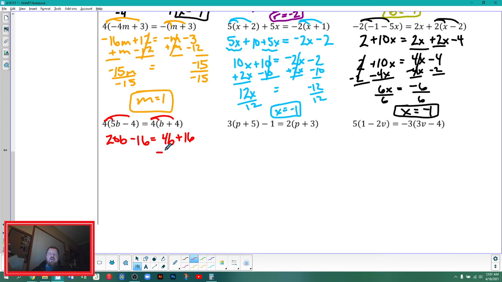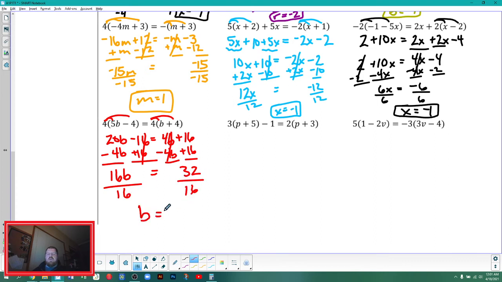Move my variables to the left. Numbers to the right. And let's see what we get. 16b. Cancels. 32. Divide by 16. b equals 2. Hopefully you got 2, even if you did it a different way. It's totally fine to do it a different way. Let's get this one going.